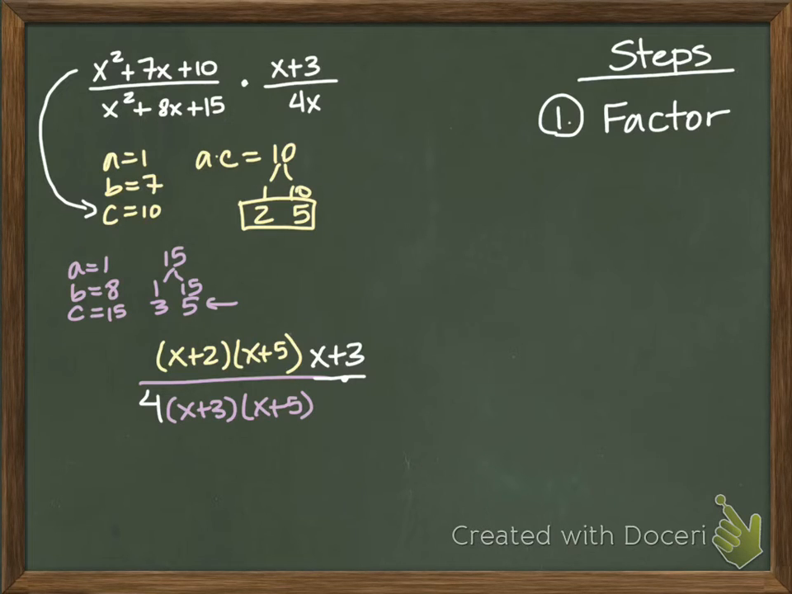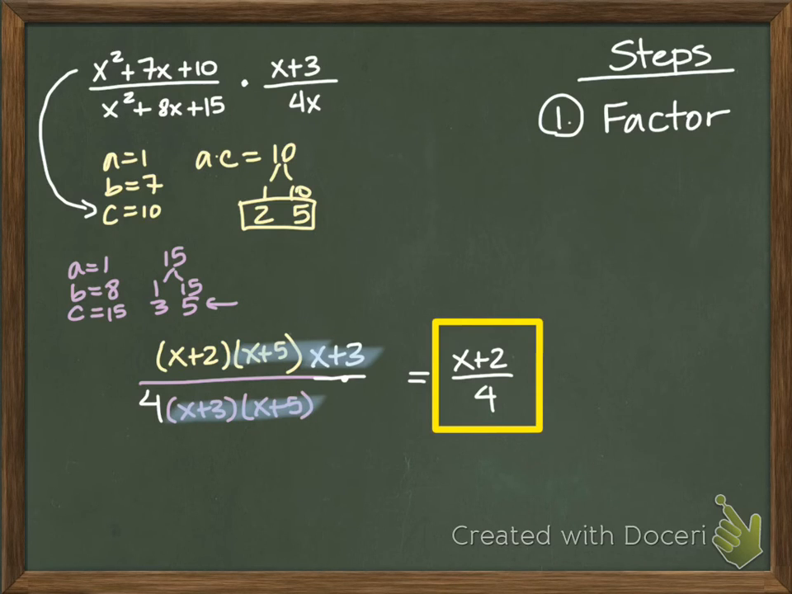Well, we can, right? We have an x plus 3 here. This will cancel with this x plus 3 here because x plus 3 divided by x plus 3 gives us 1, so that goes away. This x plus 5 cancels with the x plus 5 right here. And the only things we have left over are an x plus 2 in the top and a 4 in the bottom. So that's our final answer.